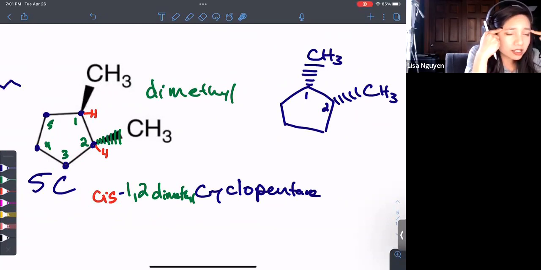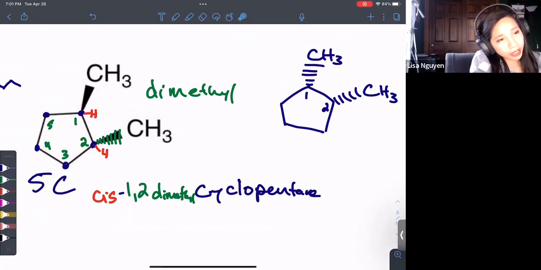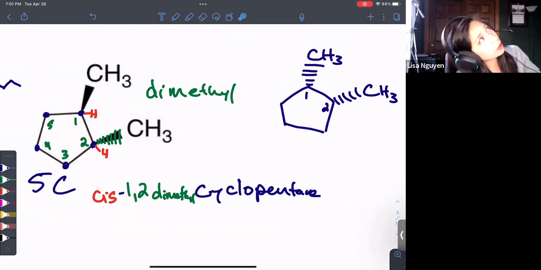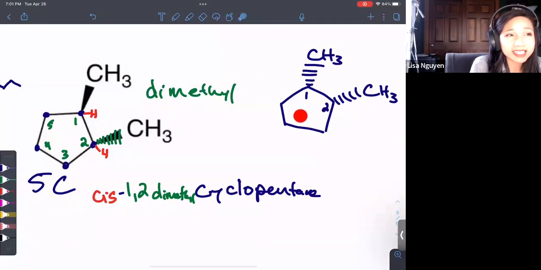I hope that you can think about that in your brain. Or just close your eyes and think about taking this molecule and flipping it upside down, or thinking about going under the molecule and looking at it from below. These 2 methyl groups are still on the same side. So this molecule would be named the exact same. It's actually the exact same molecule. You're just looking at it from a different angle.